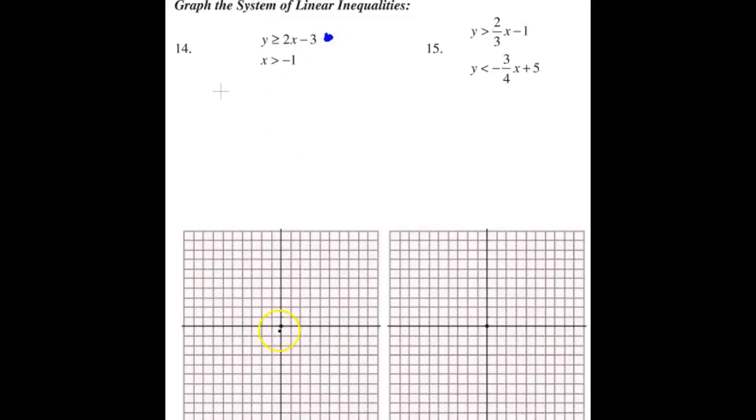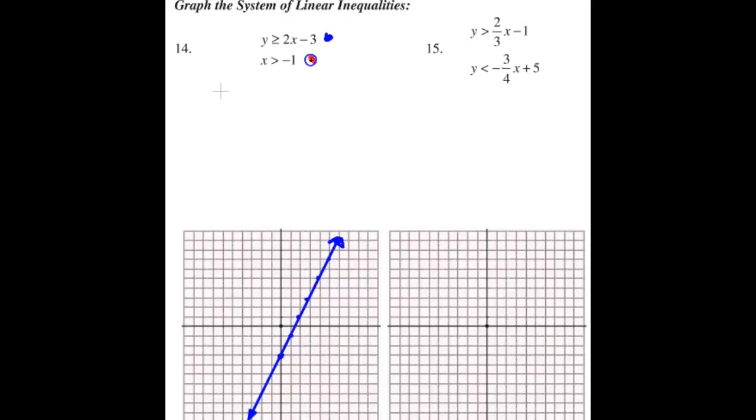Start at negative 3. 1, 2, 3. And you're going to go up 2, right 1. Slope of 2, same as 2 over 1. Okay. This is a solid line. Line underneath, so we're going to do a solid line.